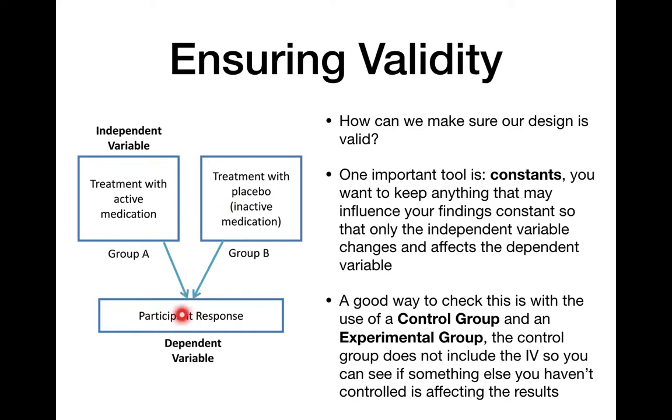The only difference here is this one's getting the medication, and this one is getting just a placebo, the inactive medication. And then you can see if both groups' blood pressure decreases, then something else is affecting the blood pressure besides the medication. There's something else causing this change in the dependent variable besides the independent. So control groups are really important, especially to ensure validity in biological experiments.